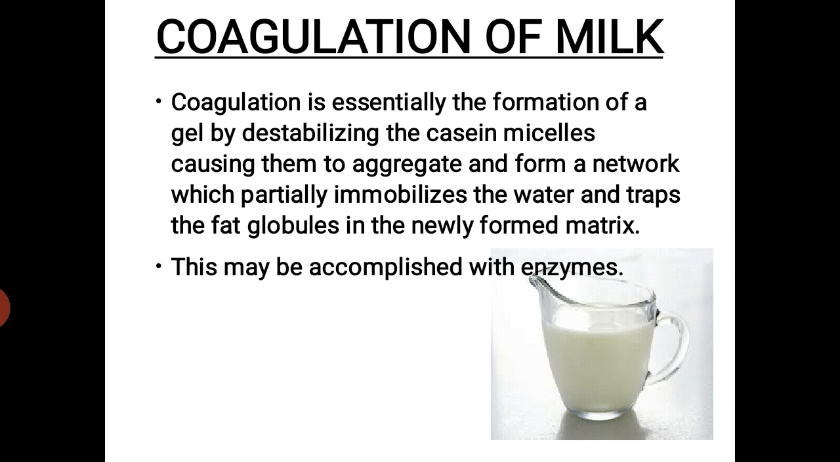Now let's check what is coagulation of milk and how it occurs. Coagulation is essentially the formation of a gel by destabilizing the casein micelles, causing them to aggregate and form a network which partially immobilizes the water and traps the fat globules in the newly formed matrix. This may be accomplished with enzymes.